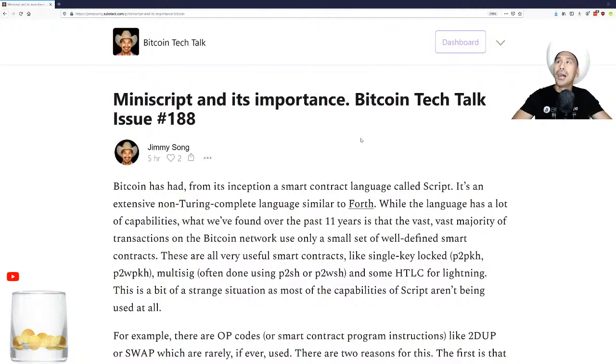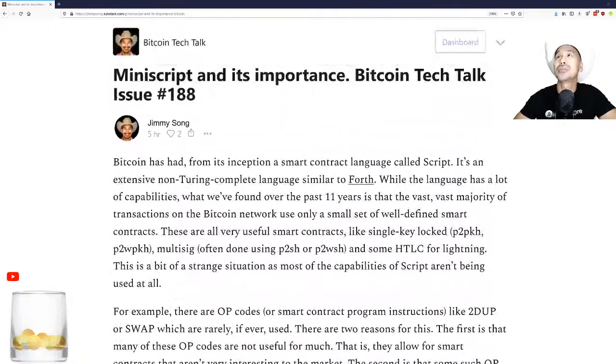So this week's lead story is Miniscript and its importance, Bitcoin Tech Talk, issue number 188.